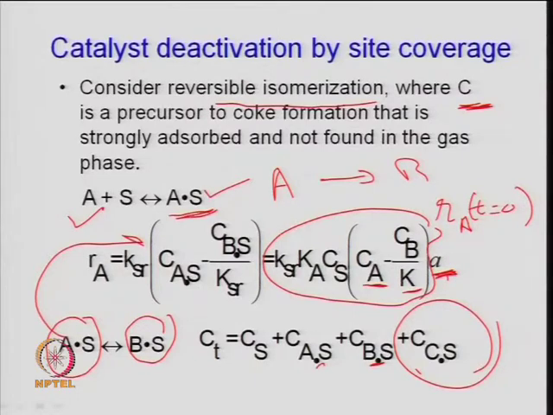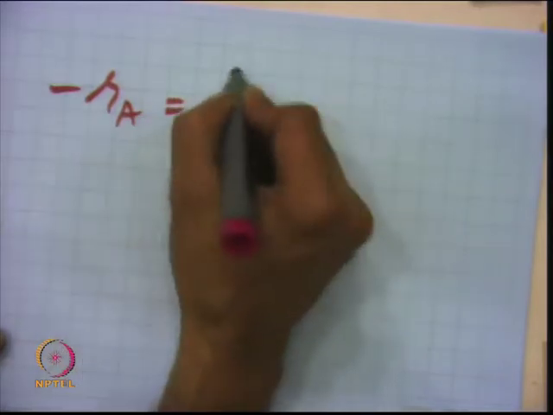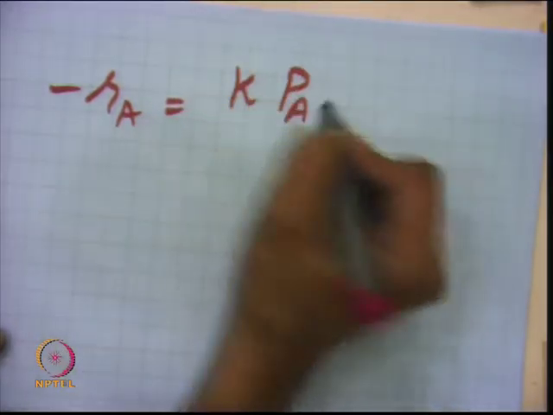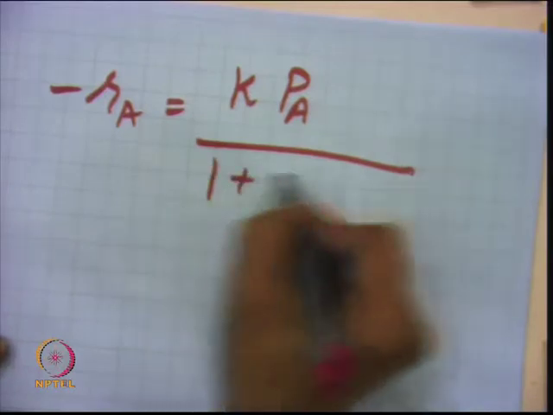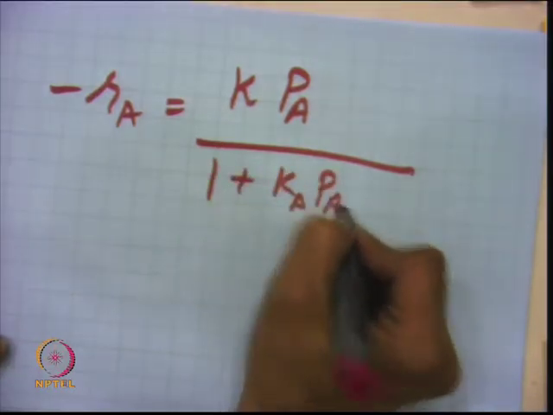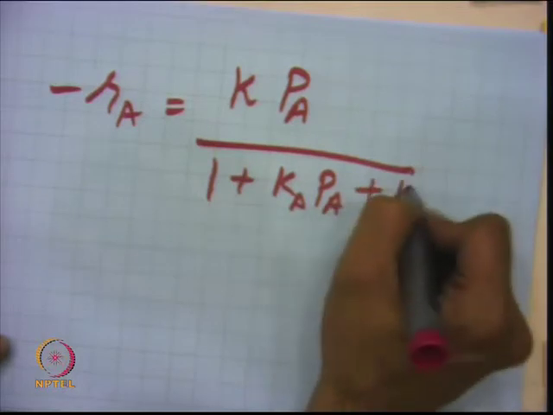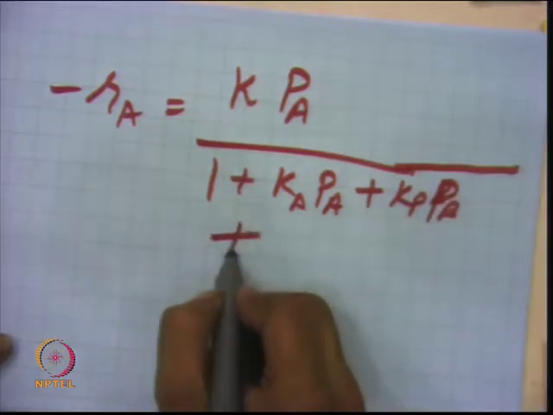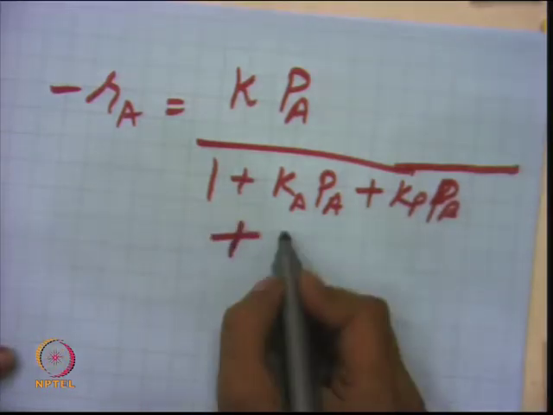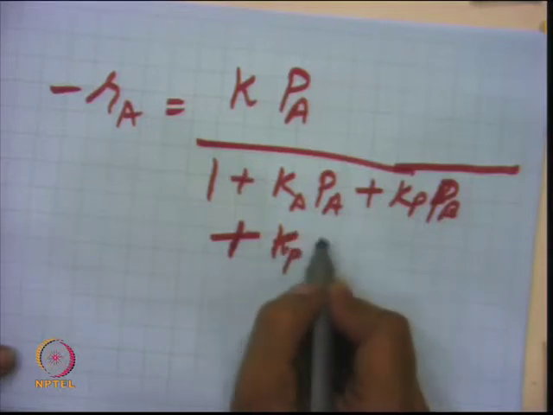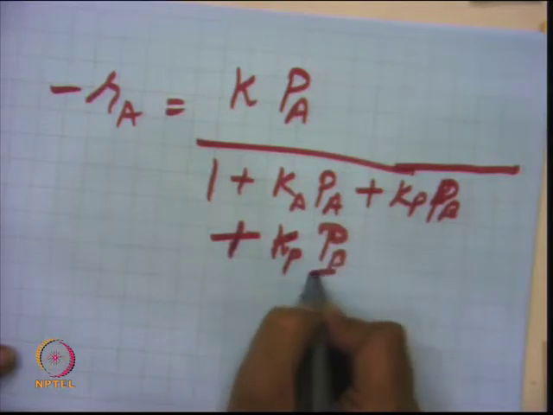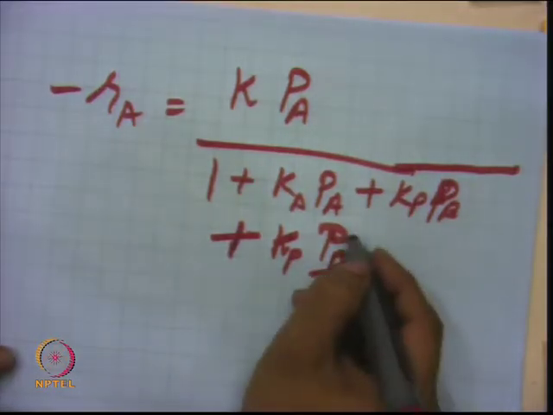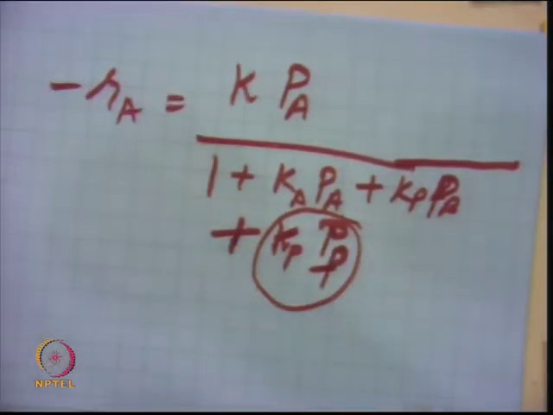That is, when you write this, minus R A is something like K times P A divided by 1 plus K A P A, because it is adsorbing, right, plus K B P B, because this is also adsorbing, right, plus an additional term which we got now because poison is here. So, K times some poison precursor times the concentration of the poison, or the partial pressure of that poison precursor, P P. So, this is the unwanted term which has arisen in the denominator.